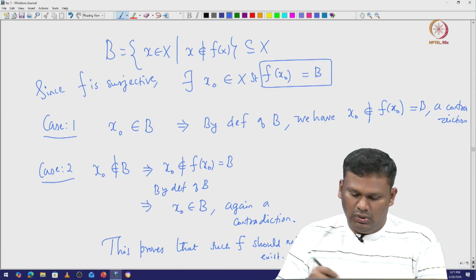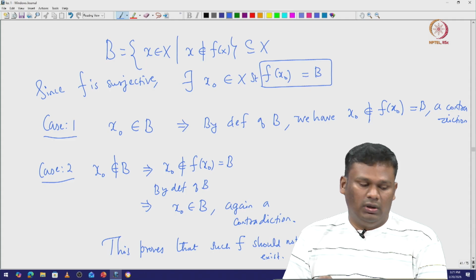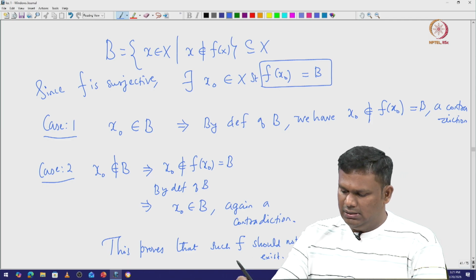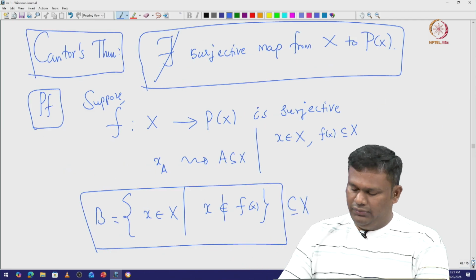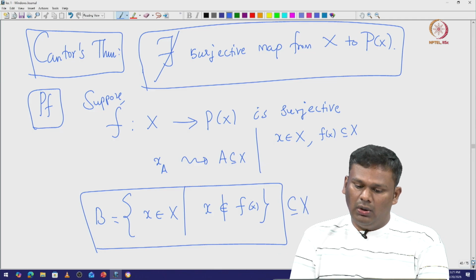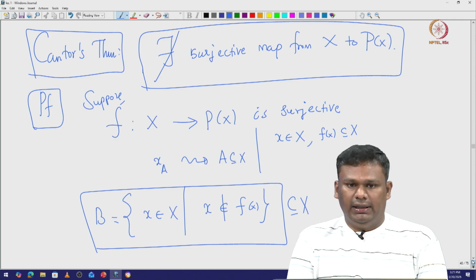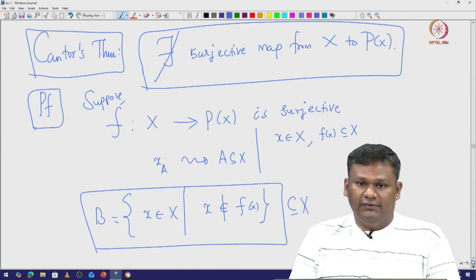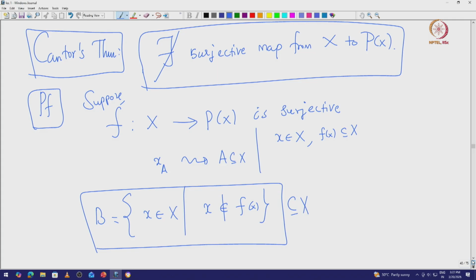You can see that it is very similar to what we did in the Russell paradox case, and that proof tells us that we cannot have any surjective map from x to the power set of x. As an immediate corollary, we will see later that the cardinality of x is strictly less than the cardinality of P of x for any given set capital X. Okay, I will stop here, and we will continue discussing cardinality and so on from the next class. Thanks.